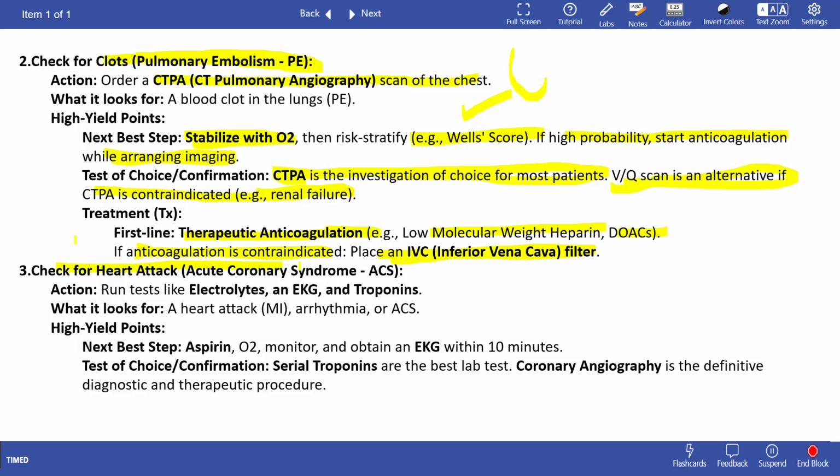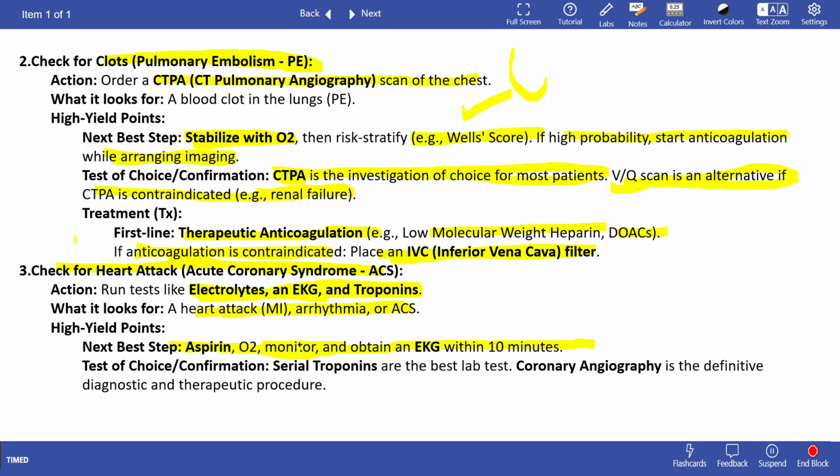You also check for a heart attack, acute coronary syndrome, and you have to run tests like electrolytes, EKG, and troponins, so that you can look for a heart attack, arrhythmia, or acute coronary syndrome. The best next step in this case would be the management of acute coronary syndrome, which is aspirin, oxygen, and also obtaining an EKG. You would learn that in the cardiac section. But this is a simplistic stabilization. The next best step would be aspirin, oxygen, and EKG.